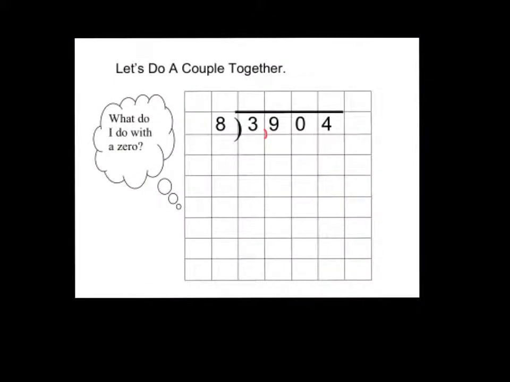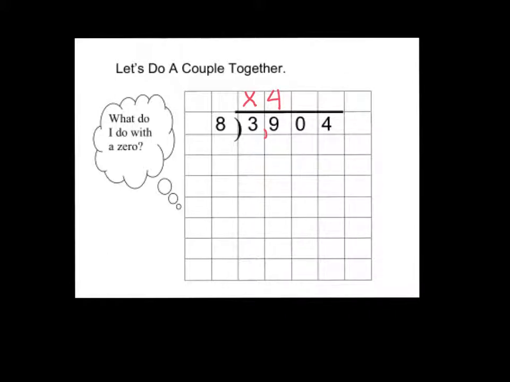Now let's do a couple together. So I have the problem here, 3,904 divided by 8. So first I'm going to look at my thousands place over on the left. I'm going to see how many groups of 8 I can get out of 3. I can't get any groups of 8 out, so I'm going to decide that's not where I'm going to begin my answer. And now I'm going to be looking at 39. So how many groups of 8 can I get out of 39? Well, I can get 4 groups of 8.